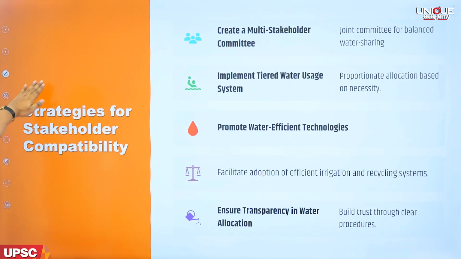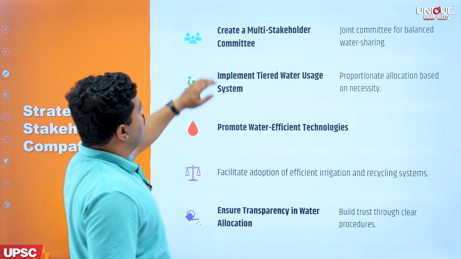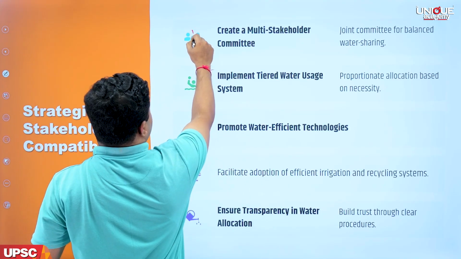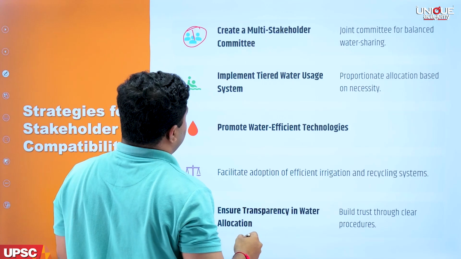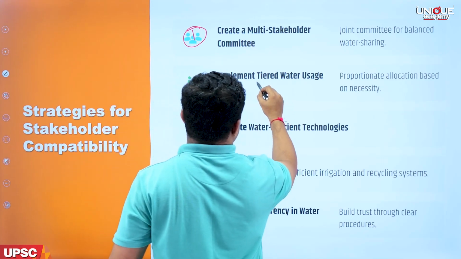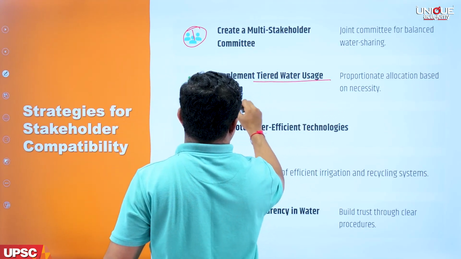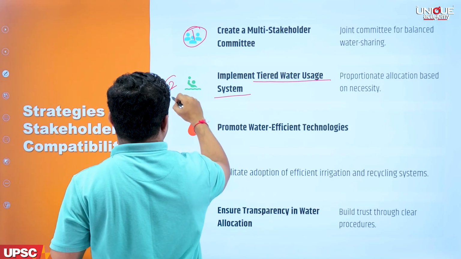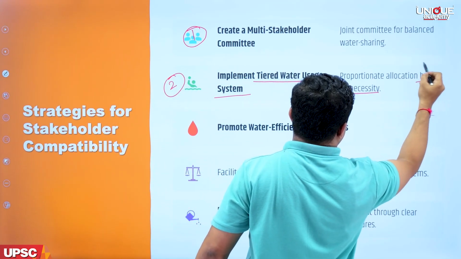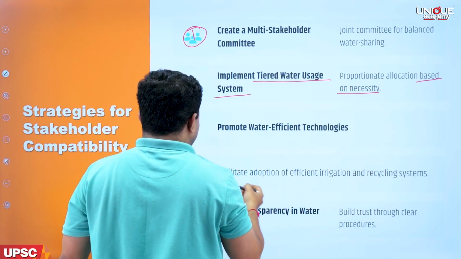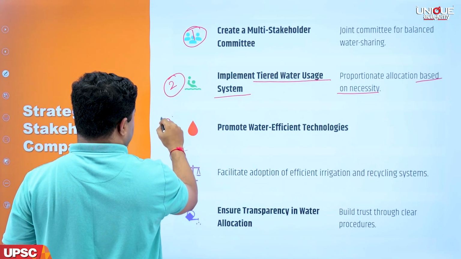Now what are the strategies for stakeholder compatibility? पहले तो एक कमिटी बनाओ, ओके, ज्वाइंट कमिटी होगा बैलेंस वाटर शेयरिंग के लिए. सेकंड होगा कि टीयर्ड वाटर यूजेज सिस्टम बनाओ, ओके, जिसमें आप जो अलोकेशन करोगे वो प्रोपोर्शनेट होगा अकॉर्डिंग टू नेसेसिटी. सो इट शुड बी ड्रिवन बाय नेसेसिटी. देन प्रमोट वाटर इफिशिएंट टेक्नोलॉजीज.